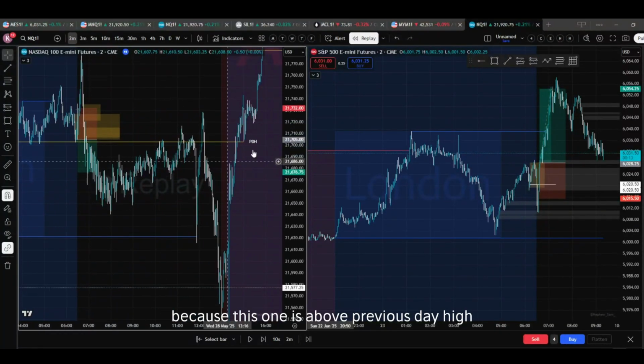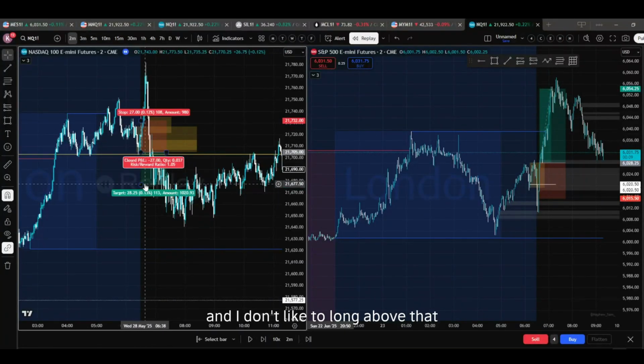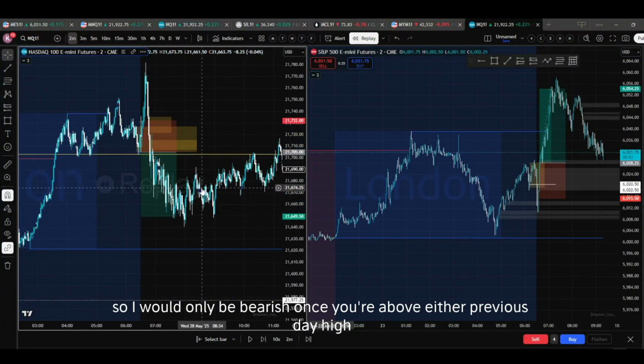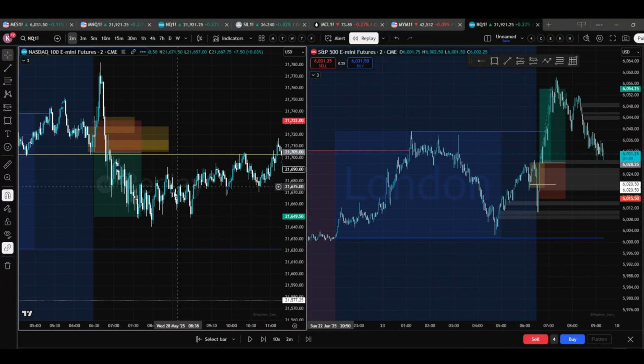Because this one is above previous day high, and I don't like to long above that. So I would only be bearish once you're above either previous day high, I'll be bearish, or above session high, I'll be bearish.